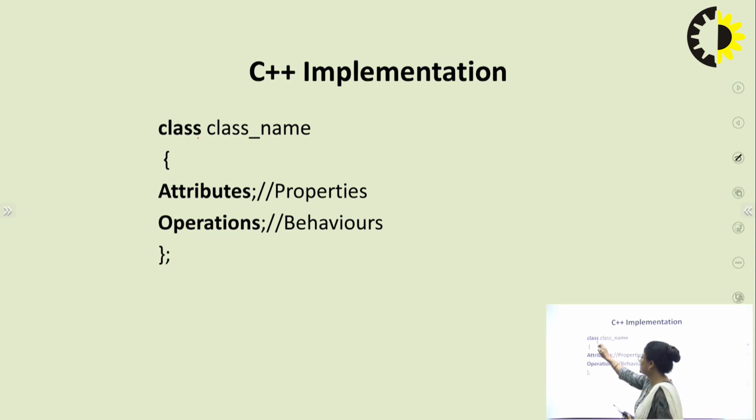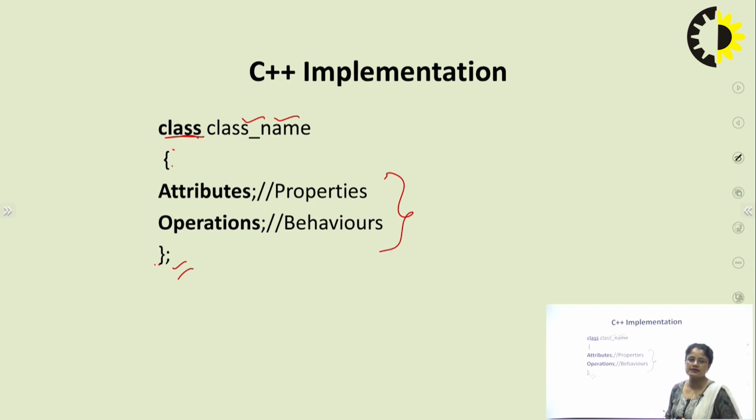We have the keyword class, followed by the class name which you will be using, and then braces, an opening brace and a closing curly brace, followed by a semicolon. Inside the braces, you will be writing, as I told, the two important components of a class, the data and the methods. The data is also called attributes or members, and the next component is methods, or we can also say operations.